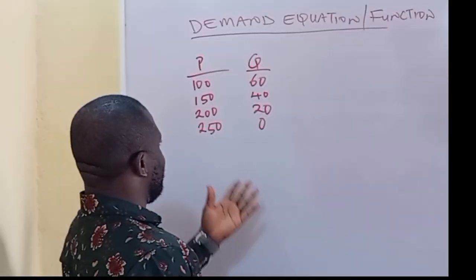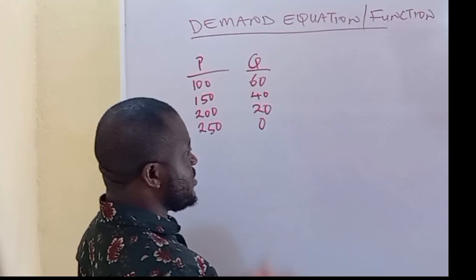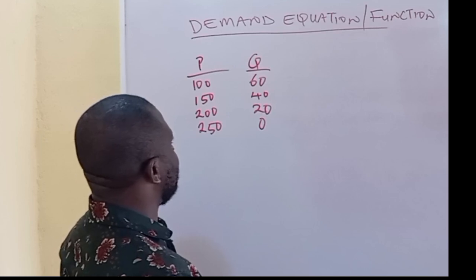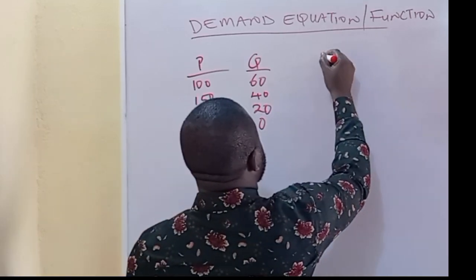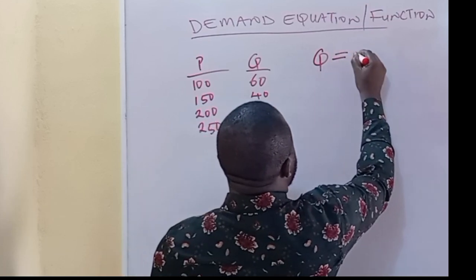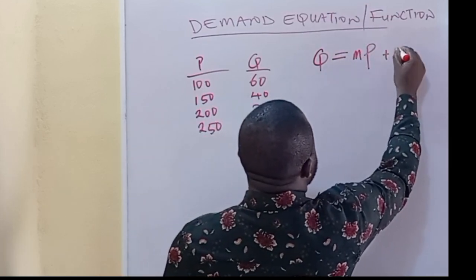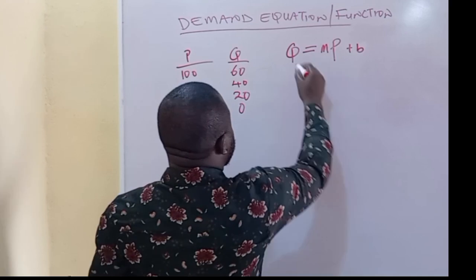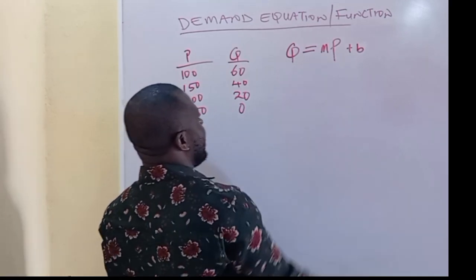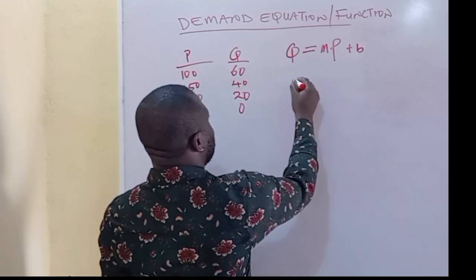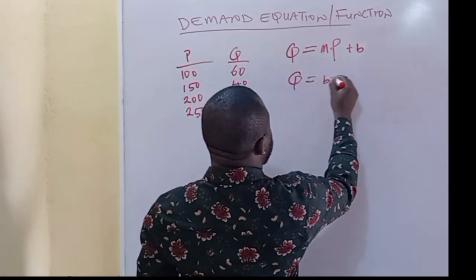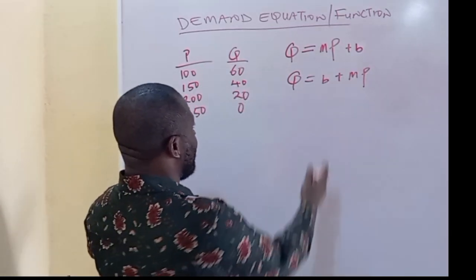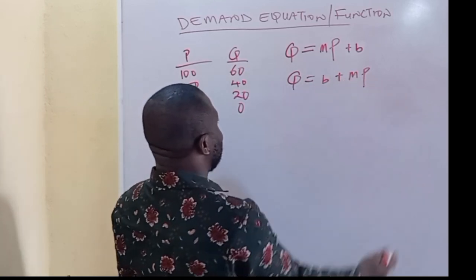To derive a demand function from the above demand schedule, we have to first and foremost state the equation form of the demand function. The equation form of the demand function says that Q equals MP plus B. M is the slope of the function, B is the intercept, Q is quantity demanded, and P is the price. We can further restate this equation into the form Q equals B plus MP. In this form, nothing changes, just that we now have the intercept before the slope.